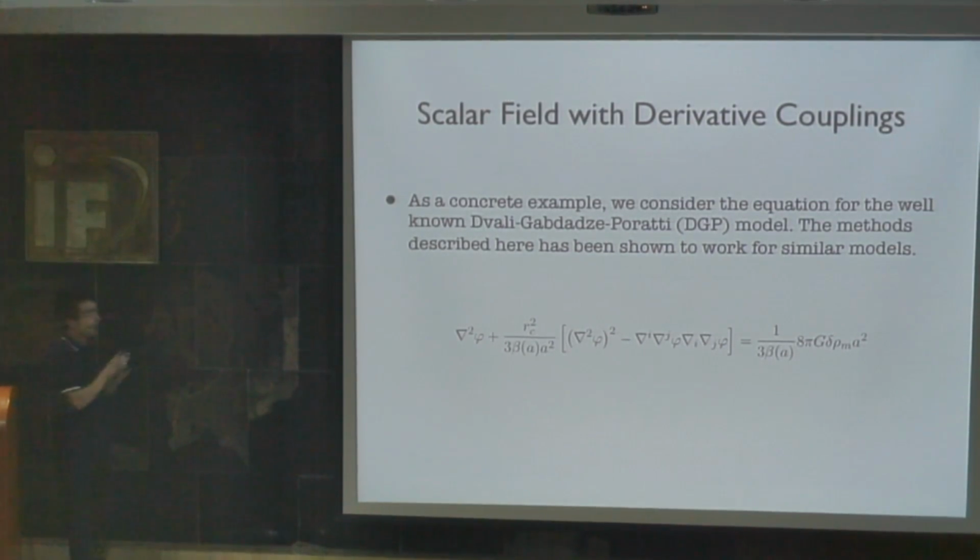So I'll use this so-called Dvali-Gabadadze-Porrati (DGP) model as one concrete example. The method described here will apply to other types of model with derivative couplings. For that DGP model, the equation looks like this. As the nonlinear term, you have a combination of (Laplacian phi) squared minus (derivative i derivative j phi) squared. So this is how the equation looks.